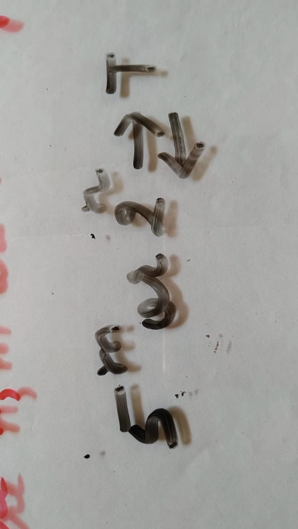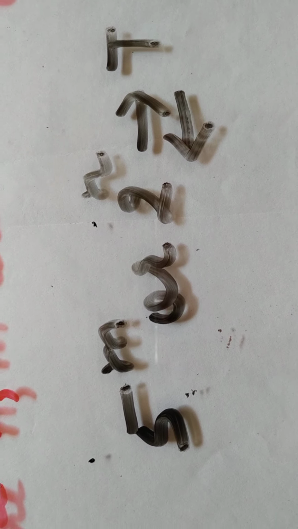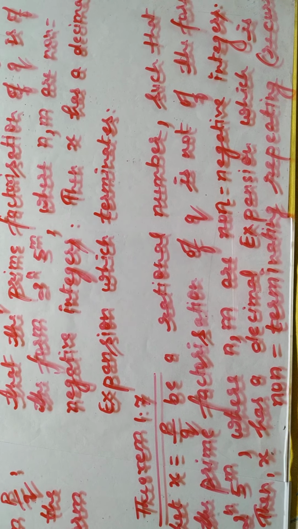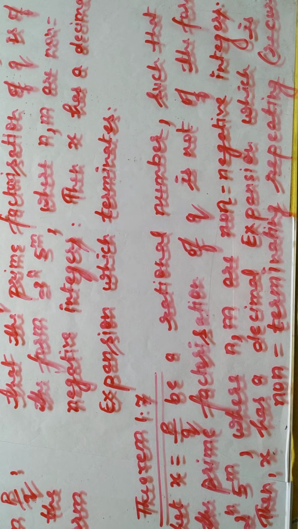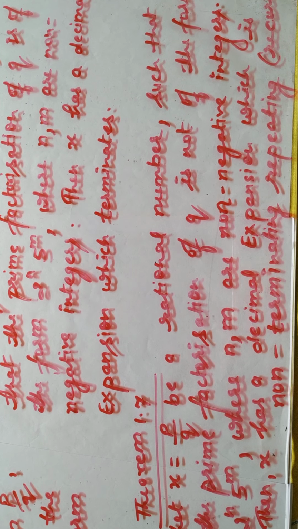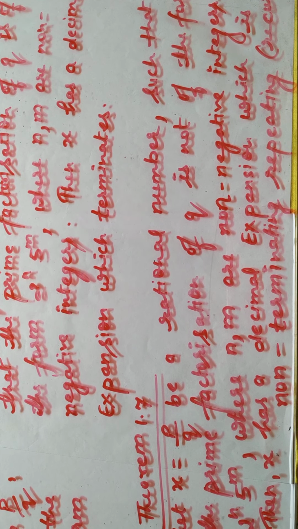Now let us see our theorem 1.7. Theorem 1.7. Let x equal to p by q be a rational number such that the prime factorization of q is not of the form 2 to the power n, 5 to the power m, where n, m are non-negative integers. Then x has a decimal expansion which is non-terminating.